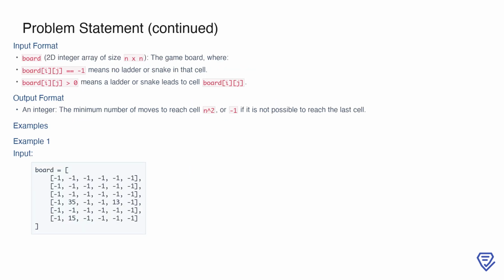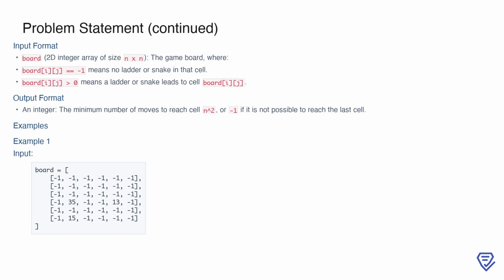To clarify the input and output formats, the board is given as a 2D integer array of size n x n. For any cell board[i][j], a value of -1 indicates that there is no ladder or snake in that cell. If the value is greater than 0, it represents the destination cell of a snake or ladder. The output of the problem is a single integer representing the minimum number of moves required to reach the last cell, n^2. If it is not possible to reach the last cell, the output should be -1. Let's take a look at some examples to better understand the problem.